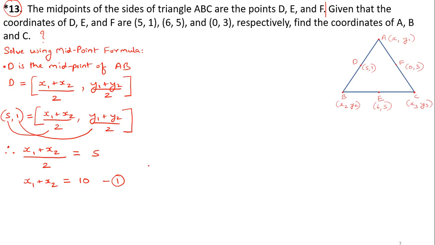Now similarly I can do it for y. y1 plus y2 divided by 2 is equal to 1. I will send the 2 to the other side, so y1 plus y2 is equal to 2 times 1, so it will become 2. And I will take this as equation 2. So this is how I have done it for the D point. Similarly I will do such calculations for E point and F point.